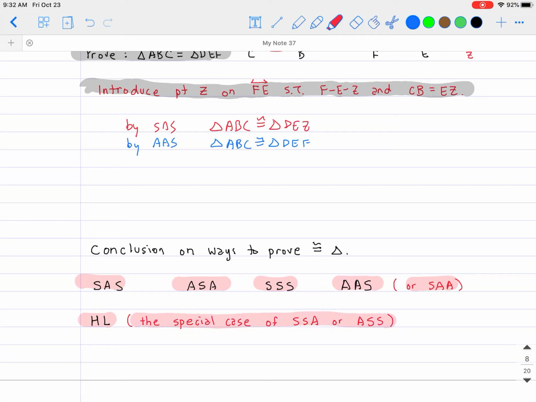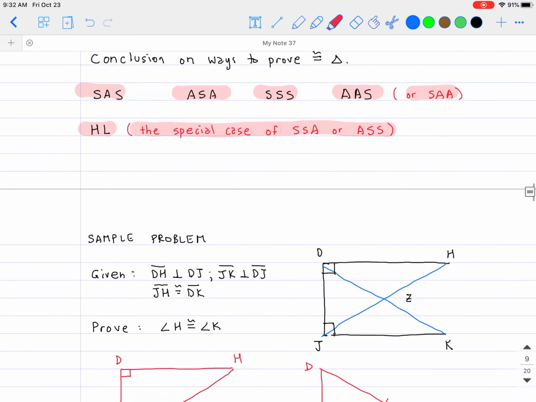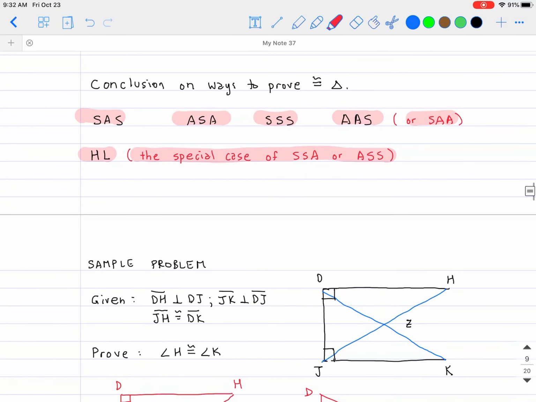And then the last special case is called HL, for hypotenuse leg theorem, right? You don't have to write the theorem part. You could just say HL. And that's going to be the special case of SSA or ASS. Okay, so let me show you as a proof, how does the HL actually work? Because for AAS or SAA, I'm pretty sure you get the idea because it falls in the same category as all the other three that are on that row.